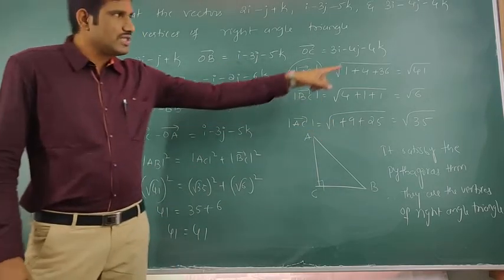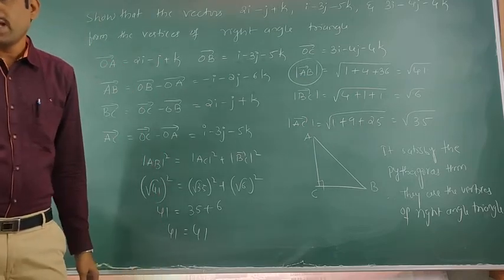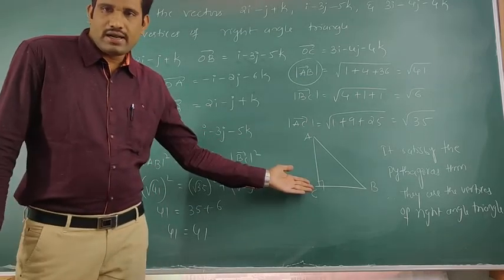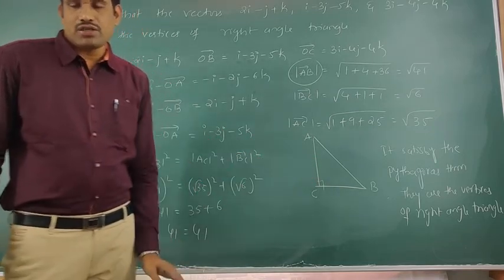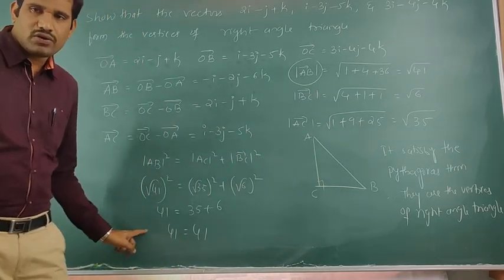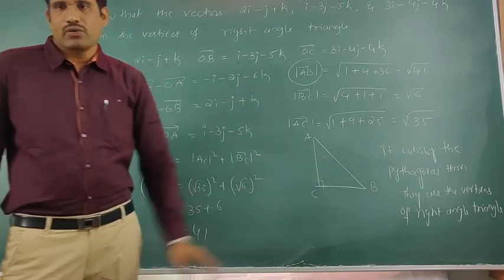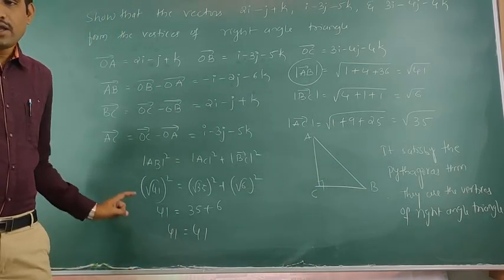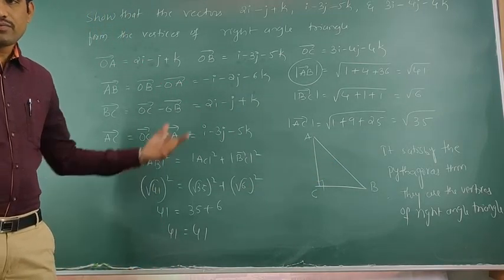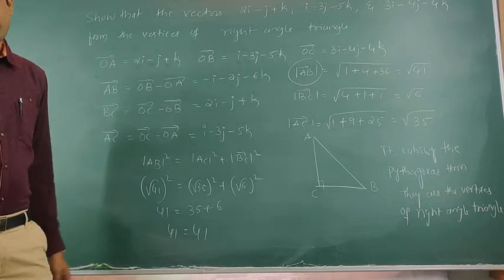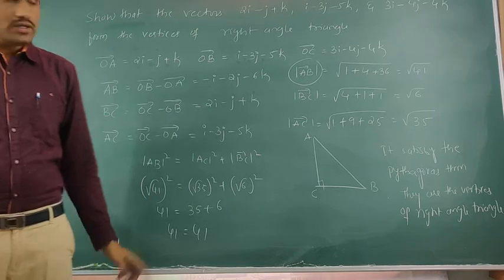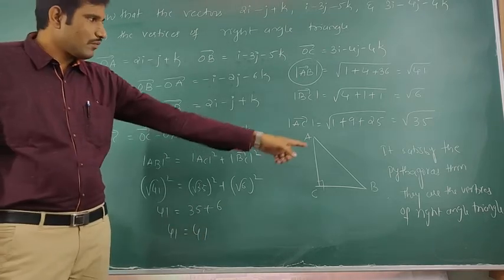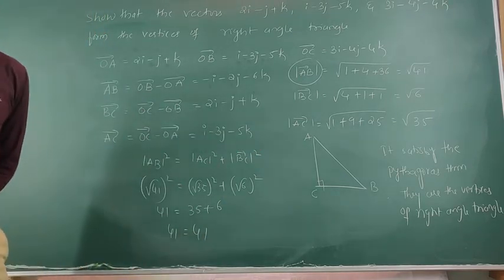Out of these three, the one with the maximum magnitude will give the hypotenuse. So draw the right angle triangle and check whether it satisfies the Pythagoras theorem or not. If it satisfies the Pythagoras theorem, then they are the vertices of a right angle triangle. If it fails to satisfy it, then they are not. Here they already state that these are vertices, and we have to prove that. Here it satisfies the Pythagoras theorem, therefore they are the vertices of a right angle triangle.